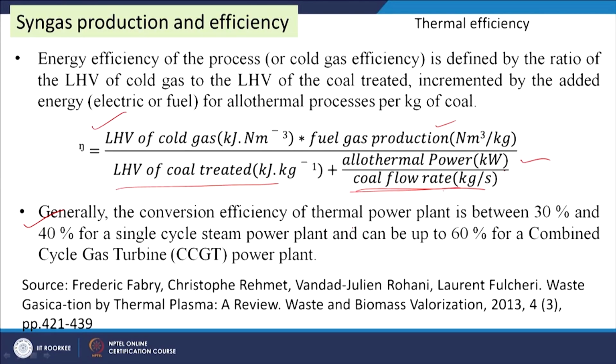The conversion efficiency of a thermal power plant is between 30% and 40% for a single cycle steam power plant, as we have discussed in our previous class, and this can be increased up to 60% for a combined cycle gas turbine power plant. We have also seen that this is the thermodynamic limit; thermodynamically, 63% efficiency can be reached.